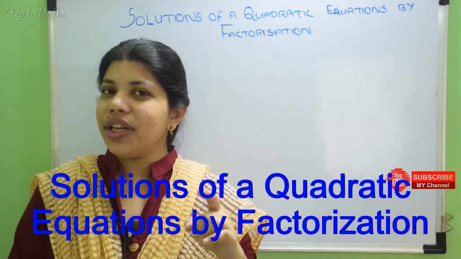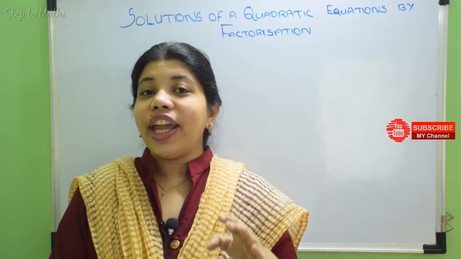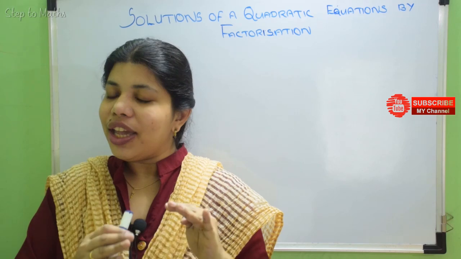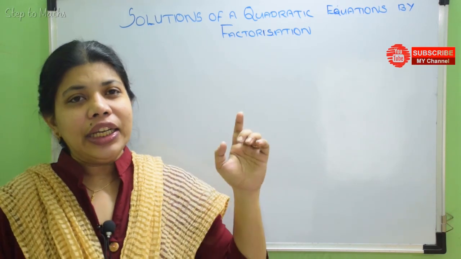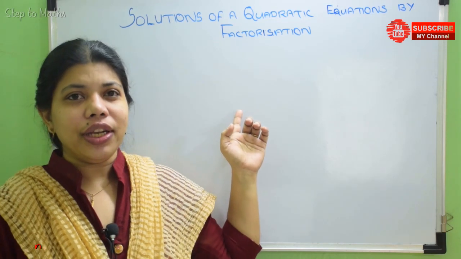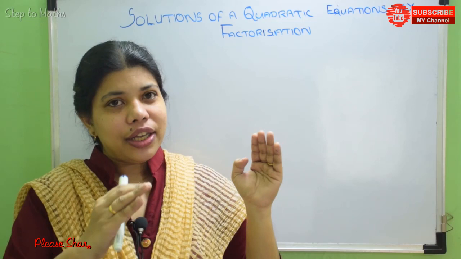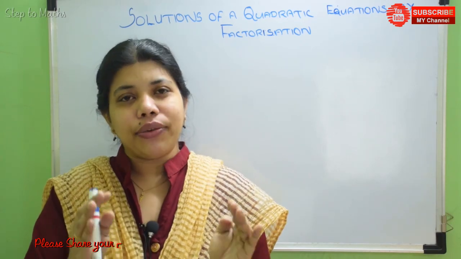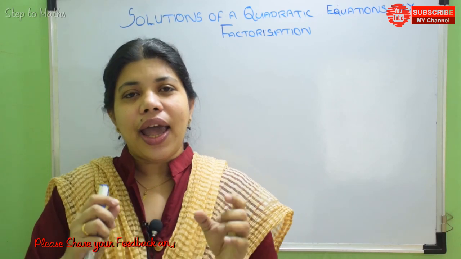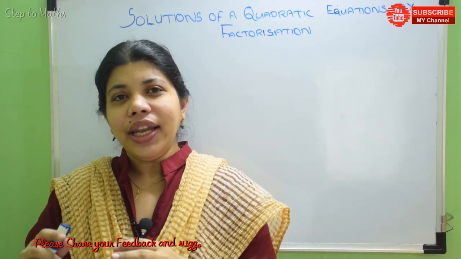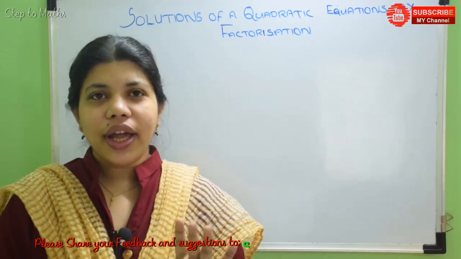What is factorization? We already learned that: find the factors of a given polynomial. And in case of a quadratic equation, the factorization method means finding the factors of that quadratic equation and equating those factors to 0. I will show an example.